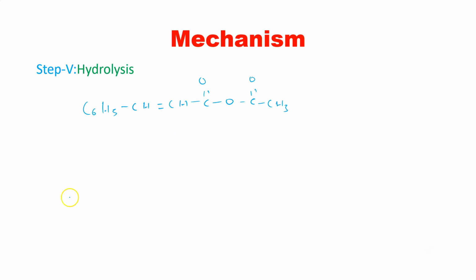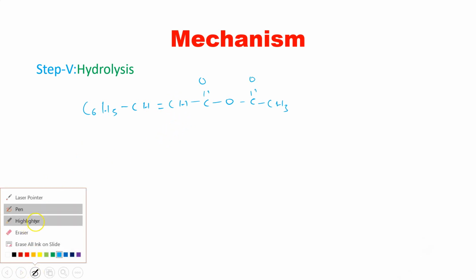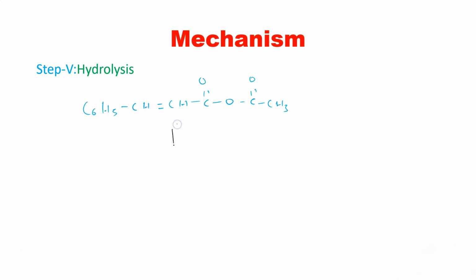When we add the water to this molecule for hydrolysis purpose, we get two products. One is cinnamic acid and one is acetic acid. Let us see the products that we get after hydrolysis. There will be cleavage from here. So it will be cleaved from this position, and OH from water will get attached to the carbonyl carbon.